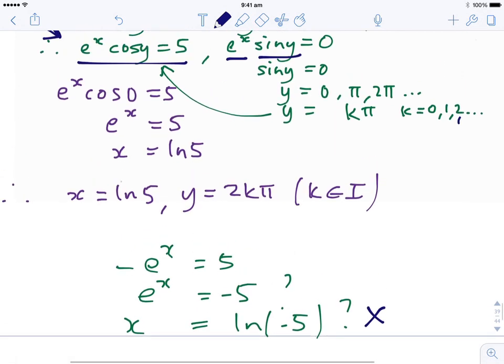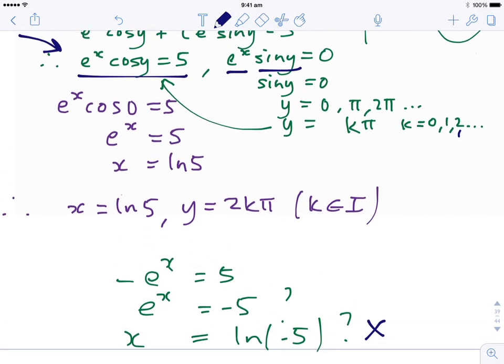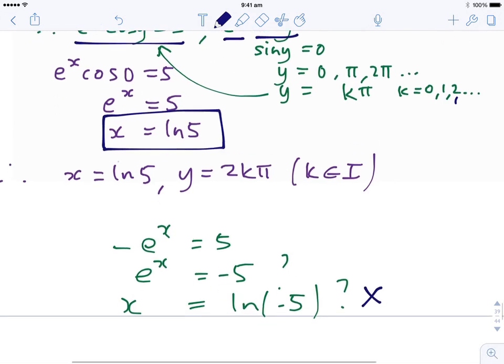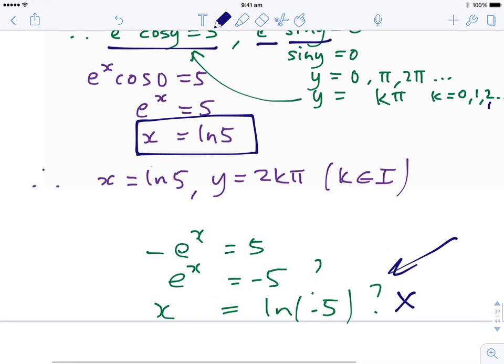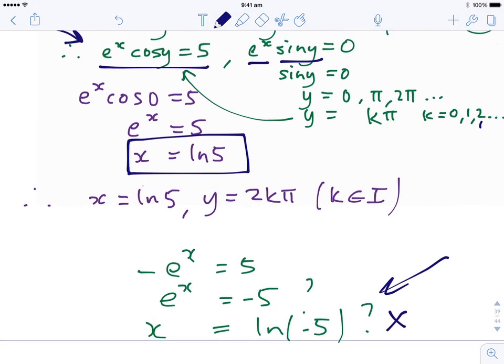Okay, so you'll find that all of these solutions for y, all the even numbered multiples of pi will work. So if I chuck in 2 pi for y, I'm going to get cos of 2 pi, which is 1. And in each case, the answer is x equals ln 5. If I try and chuck in 3 pi or 5 pi, any of the odd numbers, we get this thing down here. No solution. So here's my final answer: x is ln 5 and y is any even numbered multiple of pi. That's it.